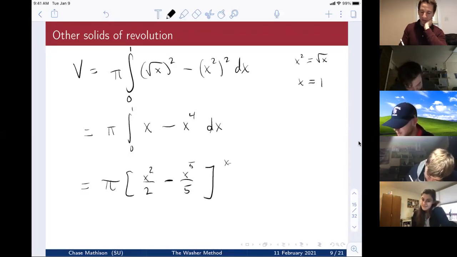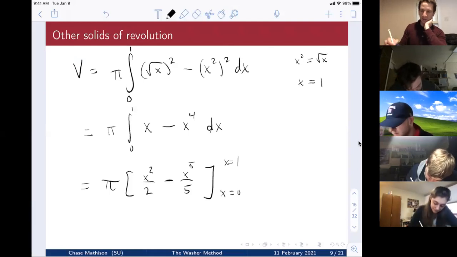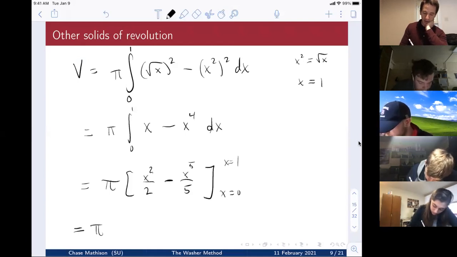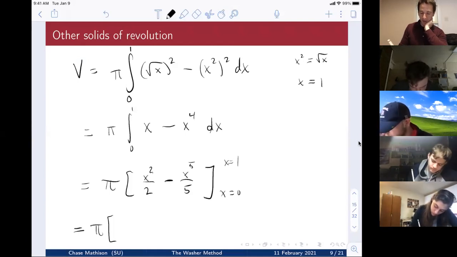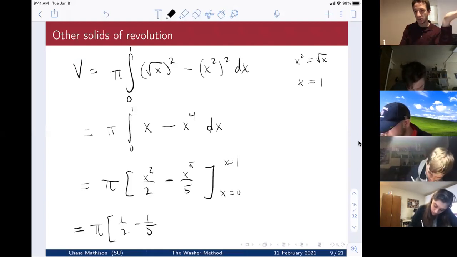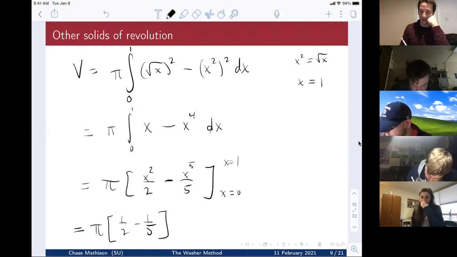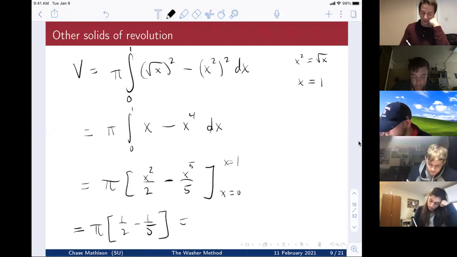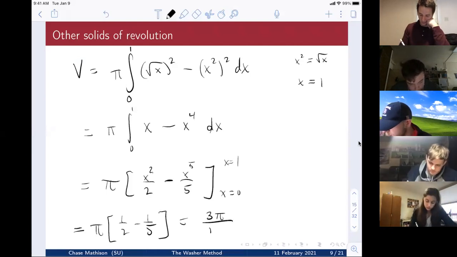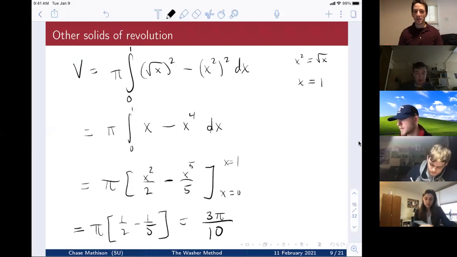I'm going to plug in x equals 1, plug in x equals 0. And when I do that, I end up with pi times, well, when I plug in 1, I get 1/2 minus 1/5. And when I plug in 0, I get 0. So this is my answer. And you can simplify this to 3 pi over 10 by, again, getting a common denominator and all that jazz.